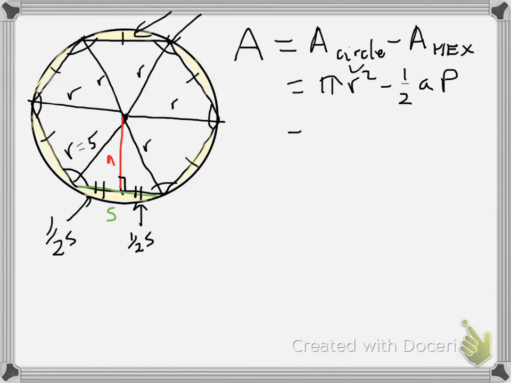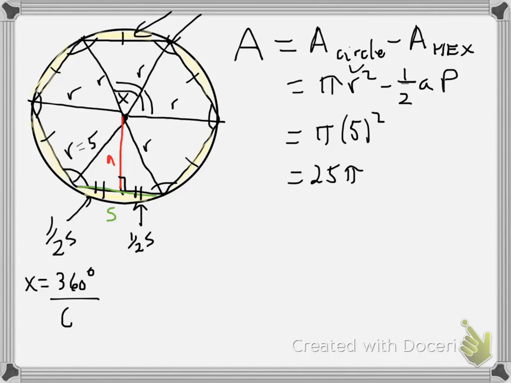So let's figure out our circle. Pi, the radius is 5, and we're going to square it, so we get 25 pi. The devil is going to be in the details of getting a and p. Each of these central angles, let's call them x. x equals 360 degrees divided by 6 of them. There's 6 of them. I'm not going to draw that one in, but they're all, x is going to be 60 degrees.